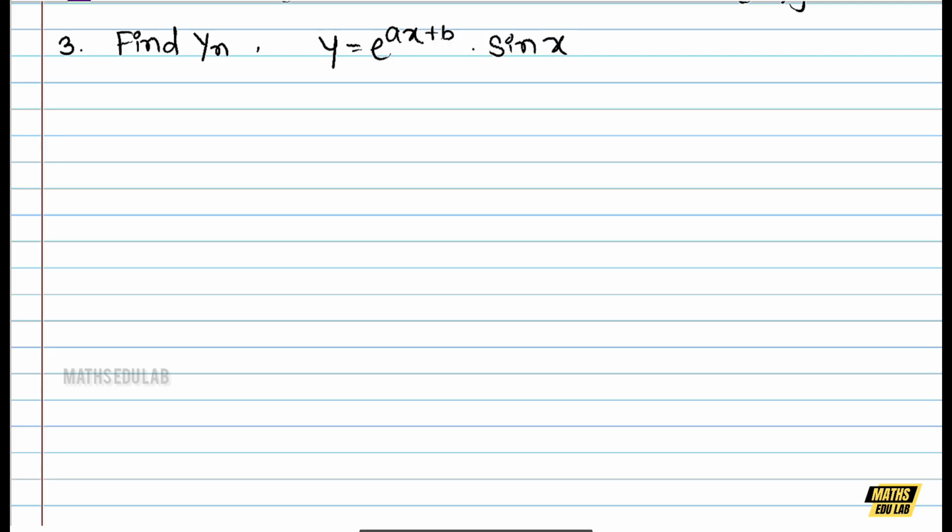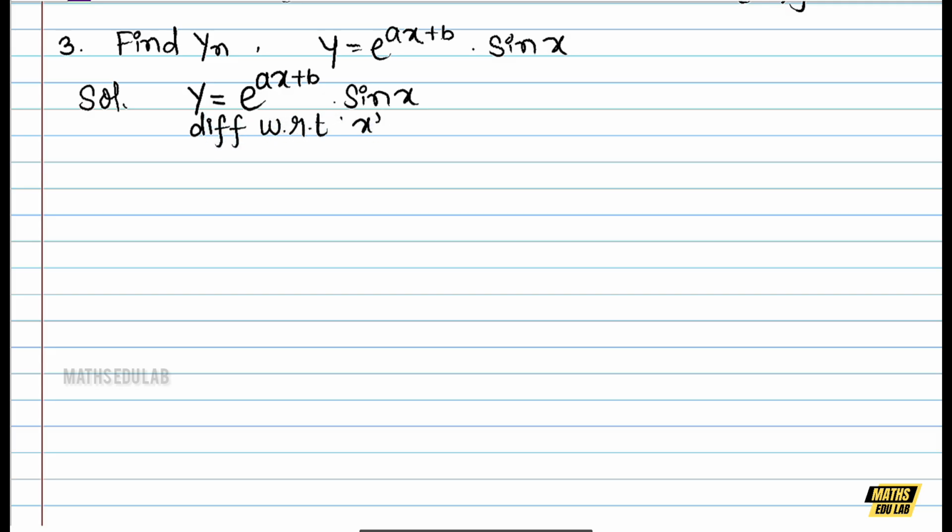So the equation is given as y equals e to the power of ax plus b into sin x. Now we will do the solution for this question. So I can write y equals e to the power of ax plus b into sin x. We do the derivative for this function with respect to x.